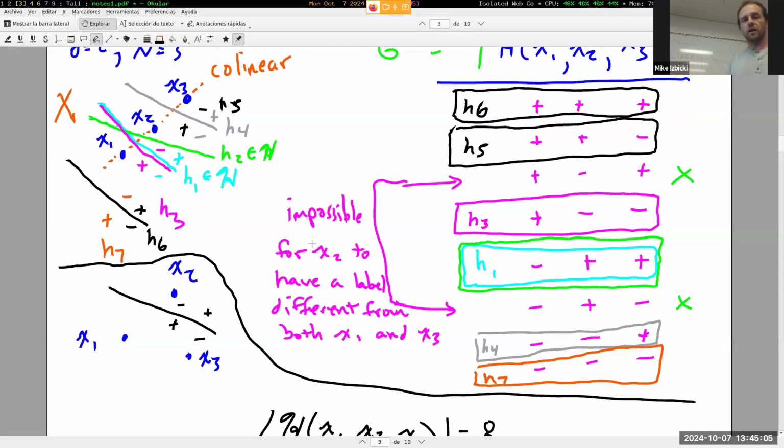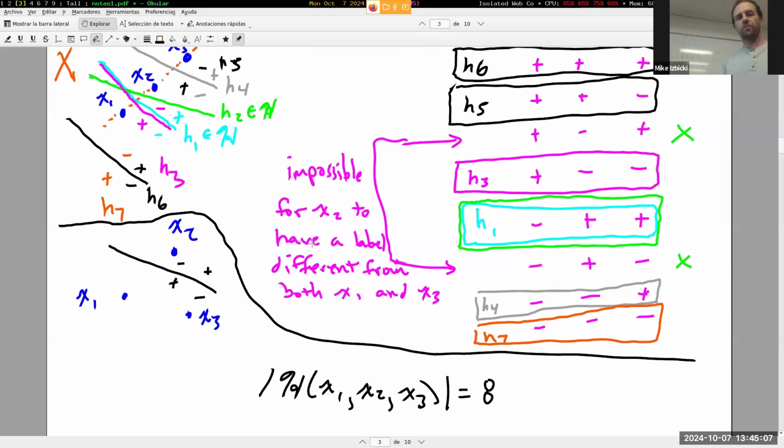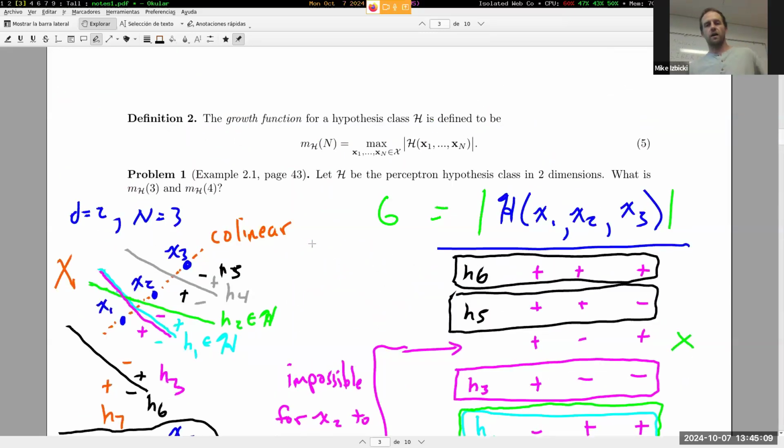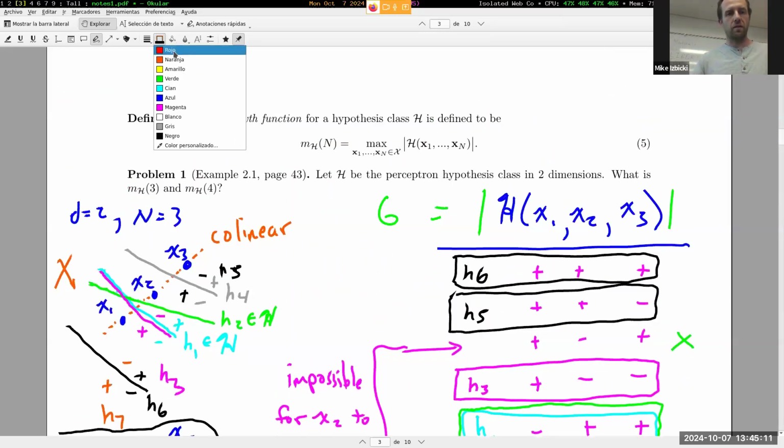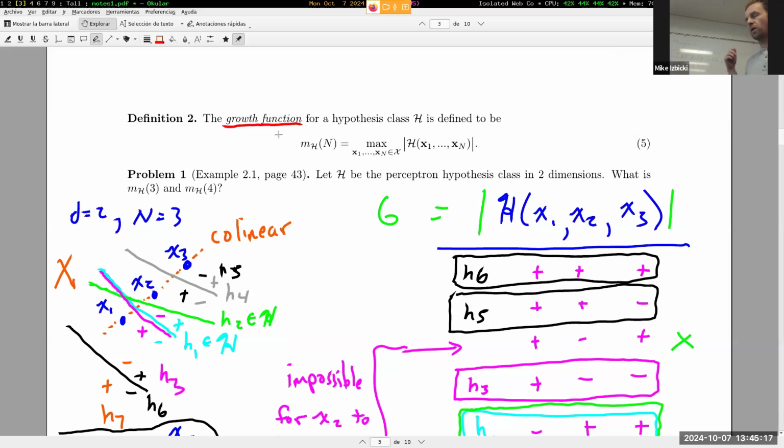Okay, so let's talk about this stuff in the text. Again, this definition here of the growth function is what's going to be very important for us for measuring how complex a hypothesis class is. One of the ways of interpreting this is the measure of how big the hypothesis class is.